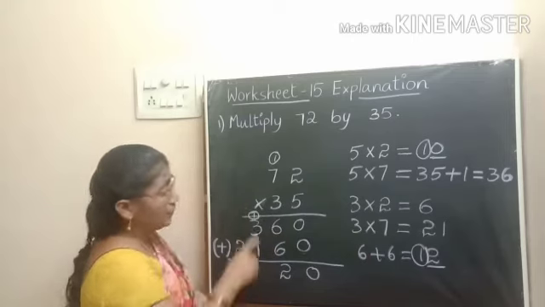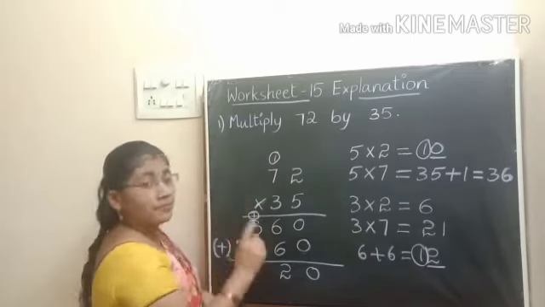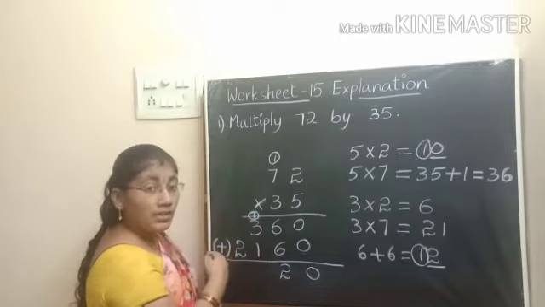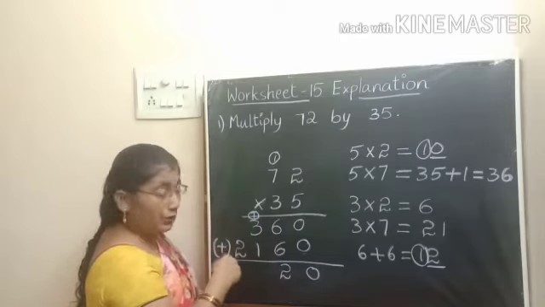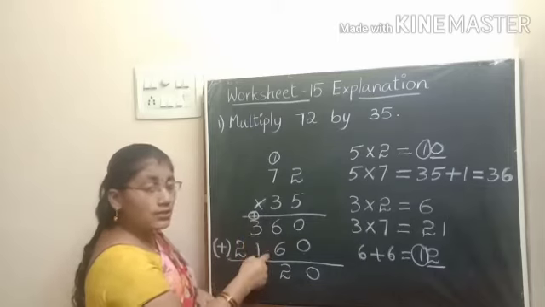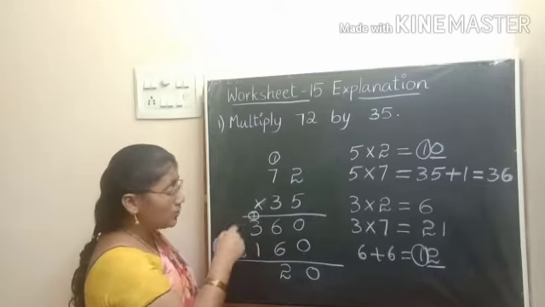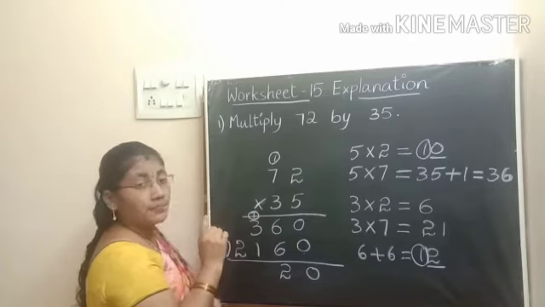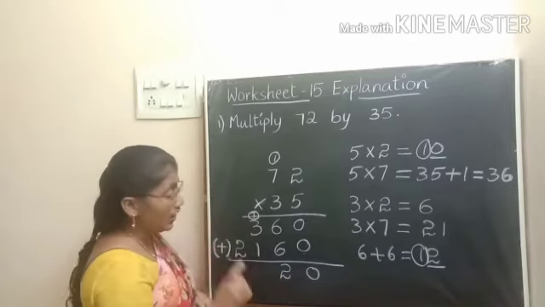Understood, children? You should not write it in the multiplication part. This is the carry for the addition operation. Now we are doing addition on these 2 lines, so this carry belongs to the addition operation. So we should write 1 here only. Don't write it elsewhere. Understood, children?